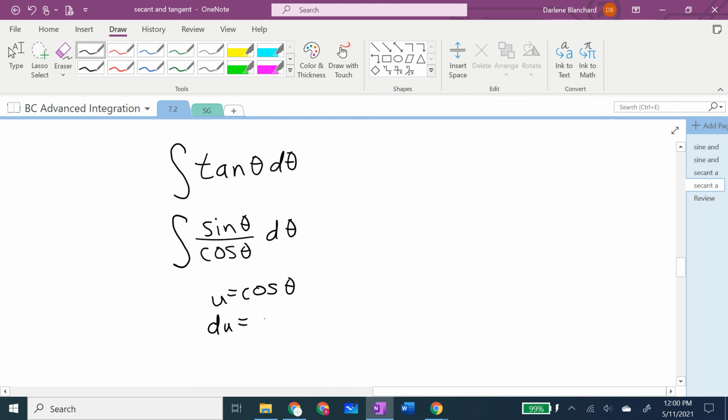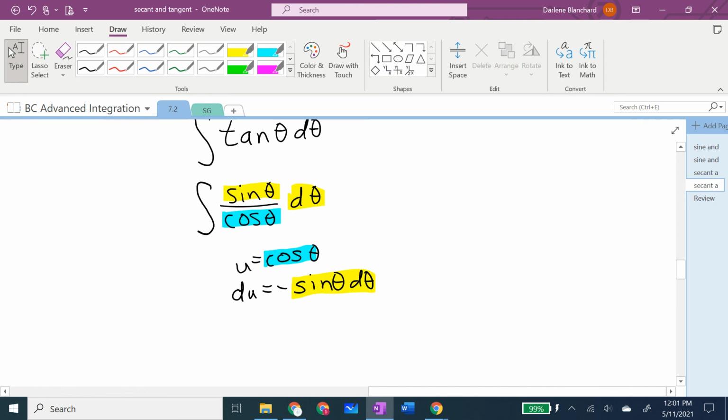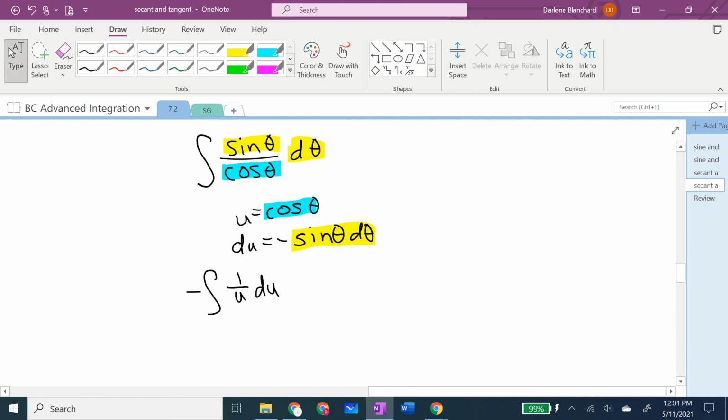And then derivative cosine, negative sine. I can replace that entire sine theta d theta in the integral with negative du. And then replace the cosine sitting in the denominator with u. So I'm going to get the integral of negative 1 over u du. And that gives me natural log of the absolute value of u, where u is cosine.